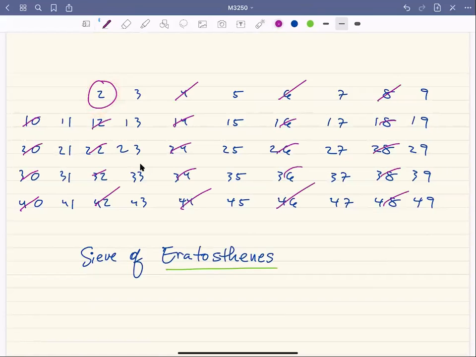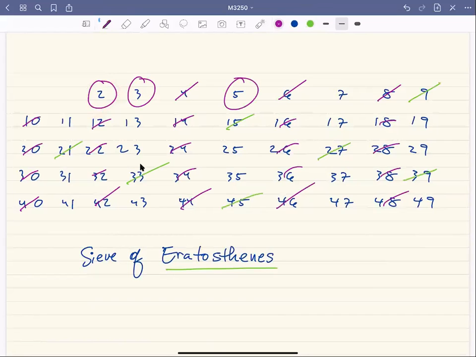Okay. The next number that we're going to have is 3. And we're going to cross off all the multiples of 3 that haven't already been crossed off. And so let's see, we have 6 is gone, 9, 12, 15, 18, 21, 27, 33, 39. There should be one more. Yeah, 45. Okay, so those are all the multiples of 3.